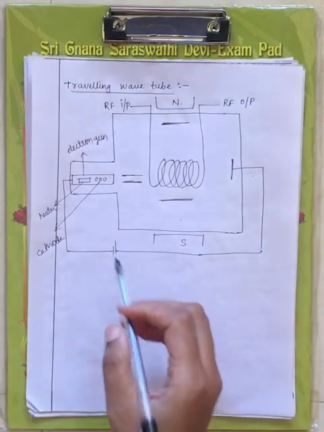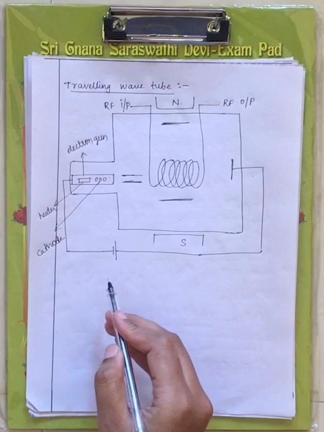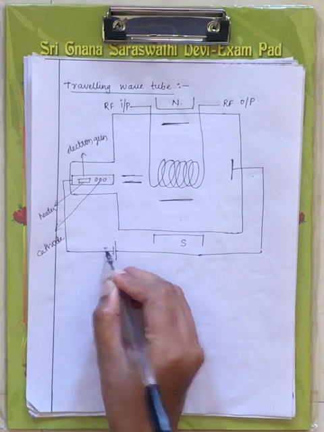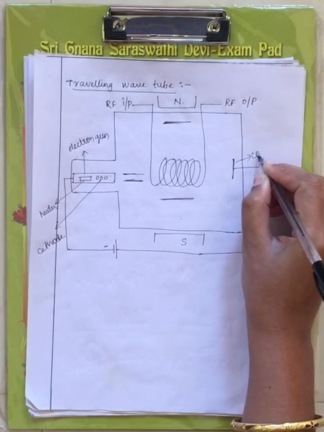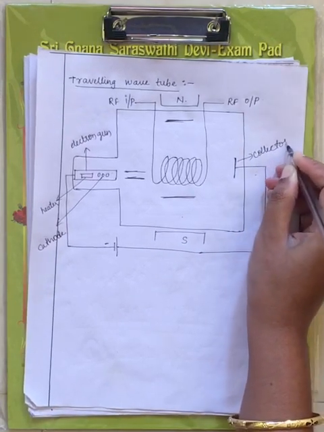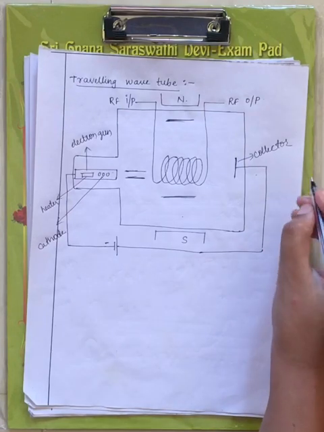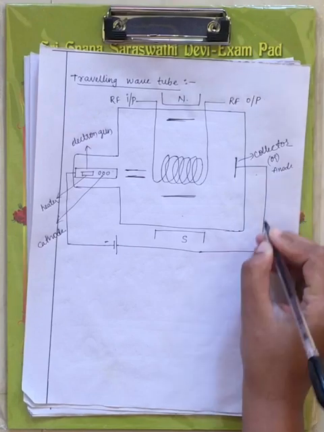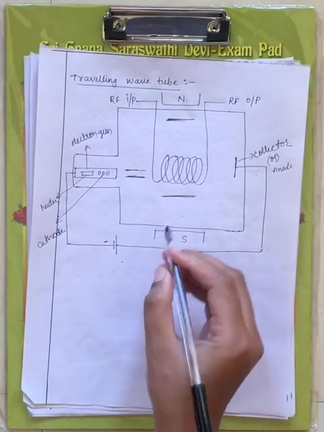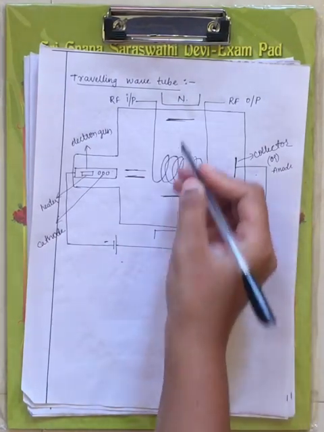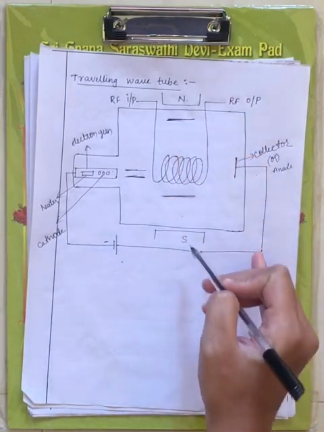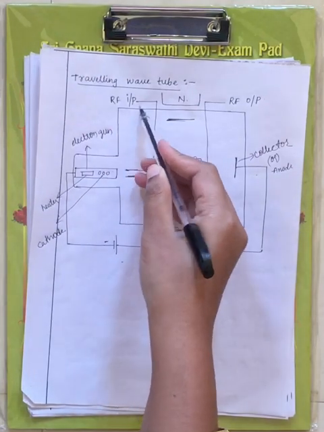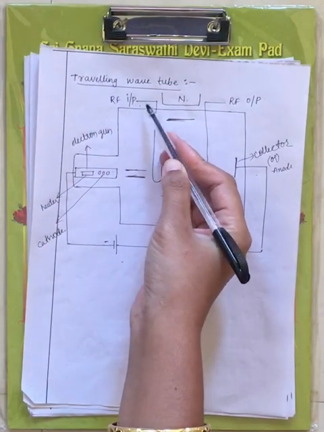Now that electron gun is connected to the negative terminal of the battery, and this is nothing but the collector or anode. This collector is connected to the positive terminal of the battery. Next, this is your magnetic field, with north pole and south pole provided here.